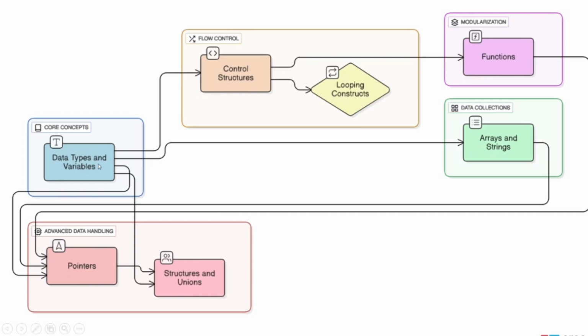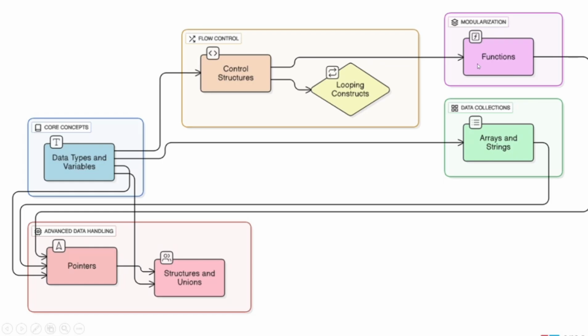First, data types and variables. C provides several built-in data types like int, float, char, double to represent integer, floating point numbers, characters, and double precision numbers respectively. Then we have control structures. Control structures determine the flow of execution in the program. Conditional statements like if, else if, switch allow decision making, while loops like for, while, and do while enable repetitive executions.